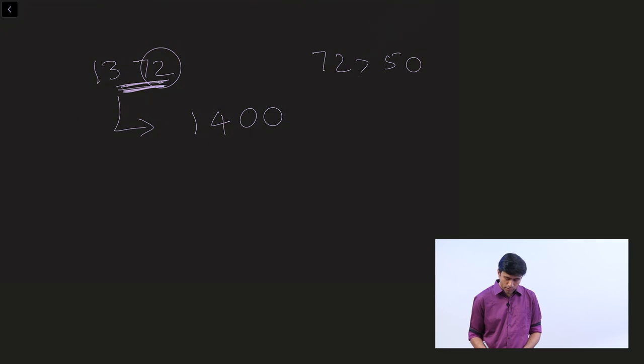Ones place 2 becomes 0. Tens place 7 becomes 0. Add 1 to 3. That's how it becomes 1400.